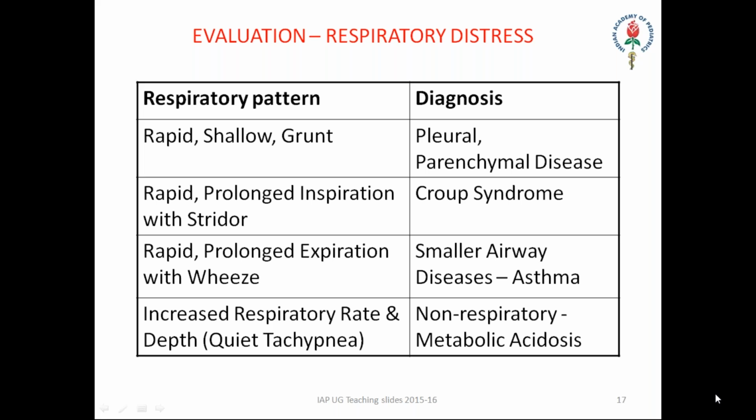I have already told you, grunt present, rule out airway obstruction, go for a parenchymal or a pleural cause. Rapid prolonged inspiration with stridor. So stridor is an upper airway sign, think about croup syndromes. Rapid prolonged expiration with wheeze. Wheeze is a smaller airway disease.